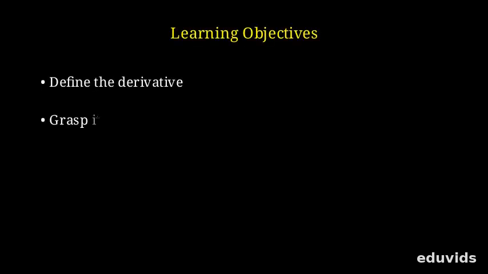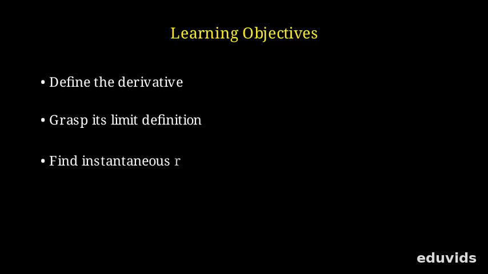Ever wonder how roller coasters calculate exact speed? Or how we find a hill's steepness right where you stand? It all comes down to the derivative. Today, we'll define the derivative, grasp its limit definition, and understand its power in finding instantaneous rates of change.